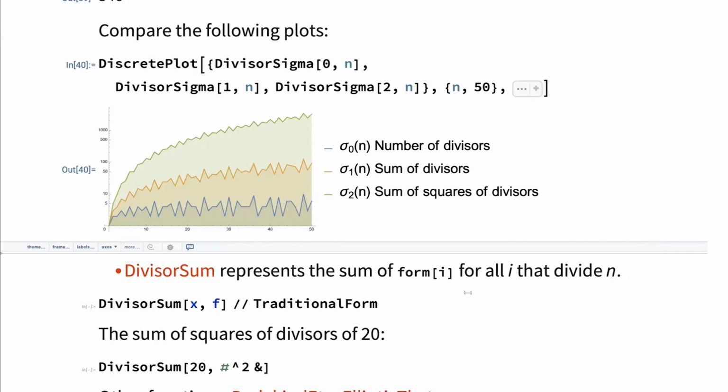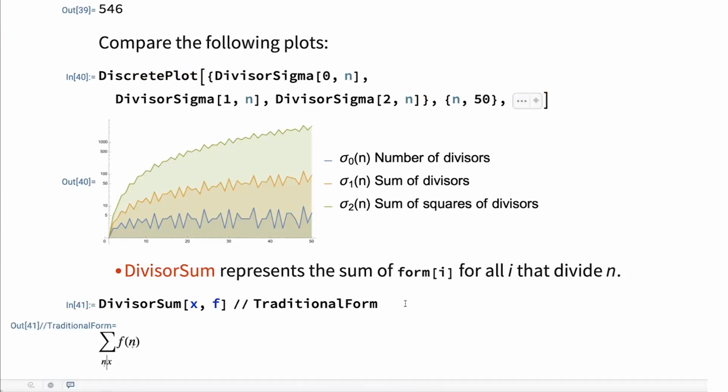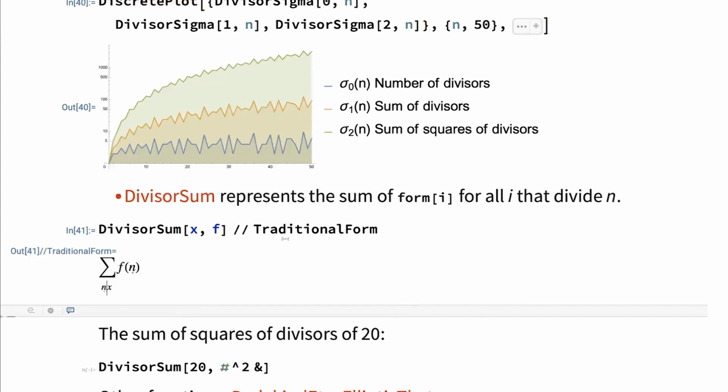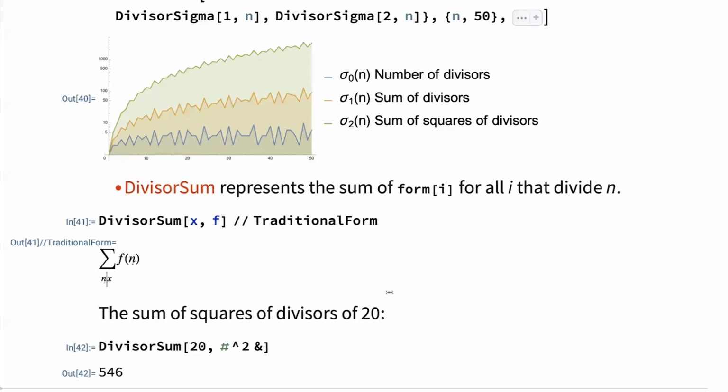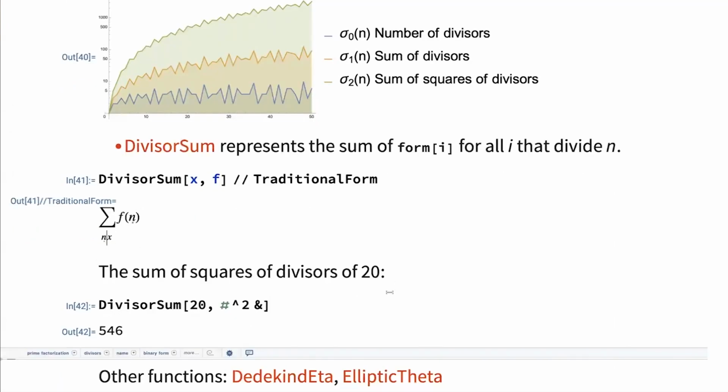Now I want to talk about the function DivisorSum, which represents the sum of f[i] for all i that divide n. For example, you see that indeed it is a summation of a function f for all the divisors of n. We can use it to find the sum of squares of divisors of 20 by simply doing this. Other functions in this category are DedekindEta and EllipticTheta.